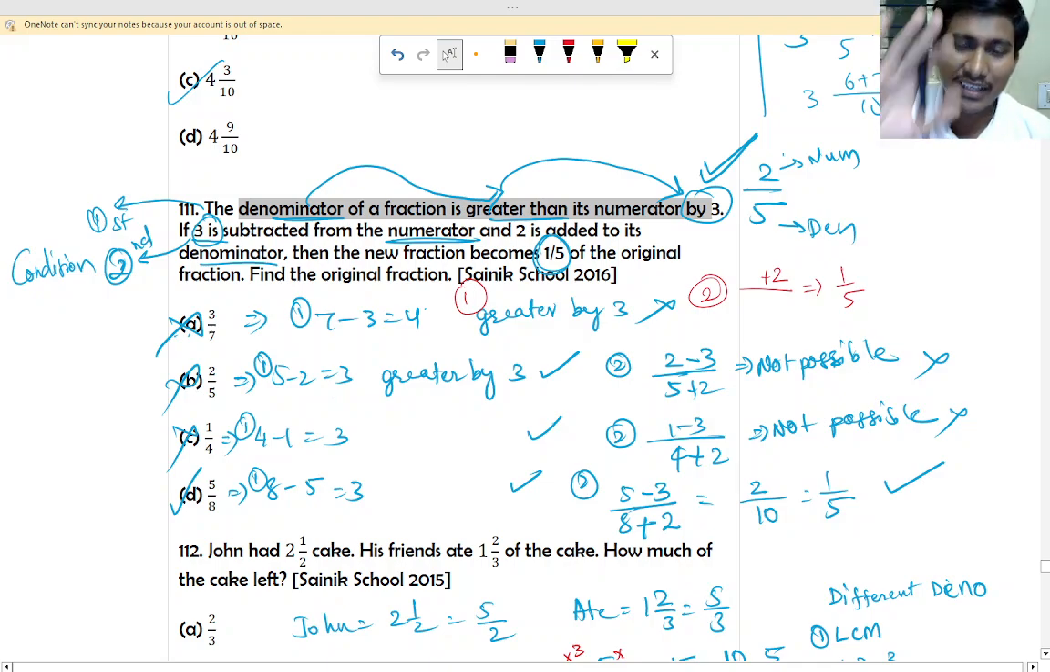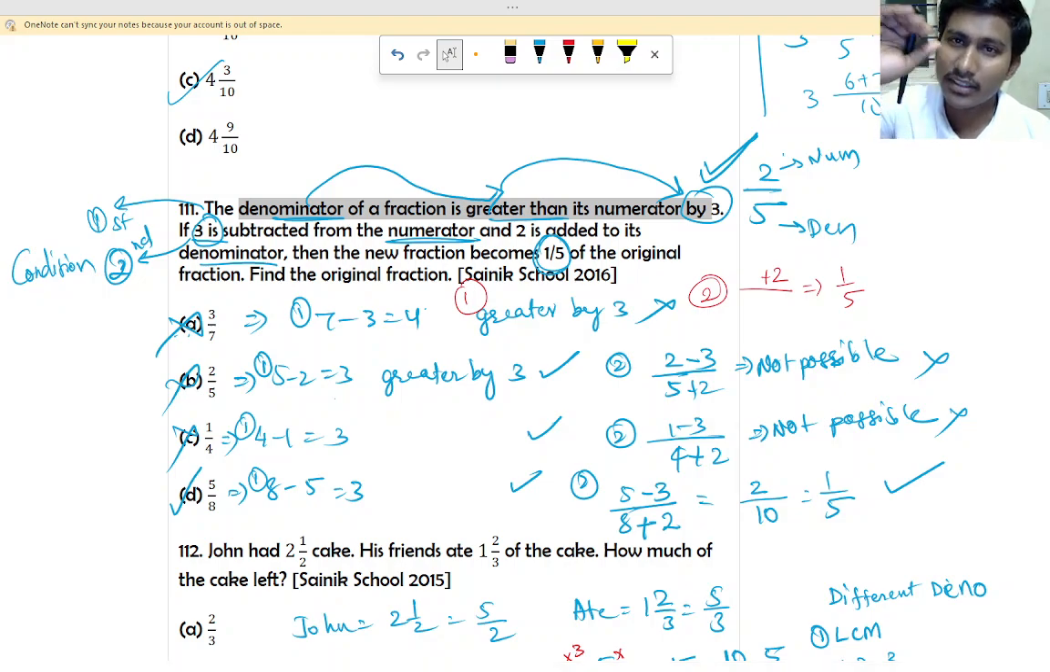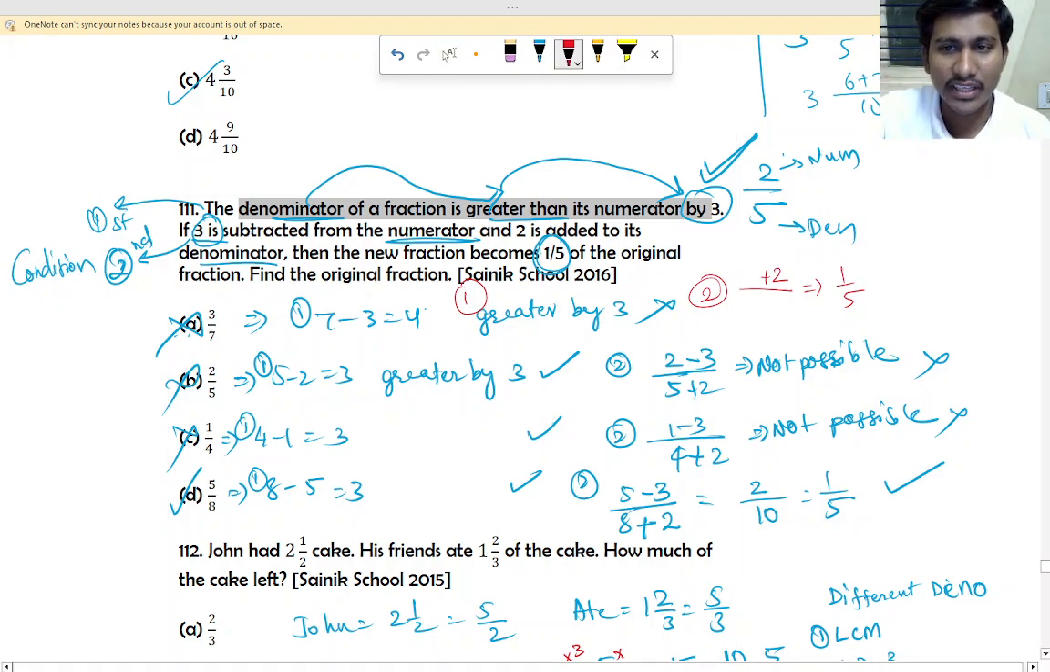Denominator should be greater by how much? By 3. Great. So you check the options. Option A, first condition: the denominator is greater by 3. So check the first option. If you subtract, is it greater by 3? Is 7 greater by 3 than 3? No. If you do 7 minus 3, you will get 4. It is greater by 4.